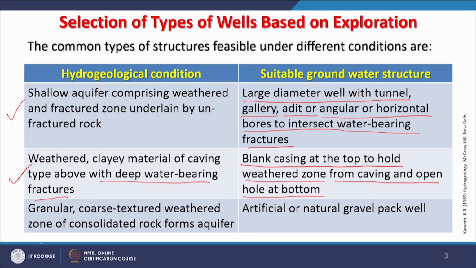If aquifers are in a granular, coarse textured weathered zone of consolidated rock, then these are good for an artificial or a natural gravel packed well. Because you are having coarse grain and this is a weathered, coarse textured zone, for a suitable groundwater structure an artificial or natural gravel pack might be required to a certain depth, so that the well remains productive for a very long time.